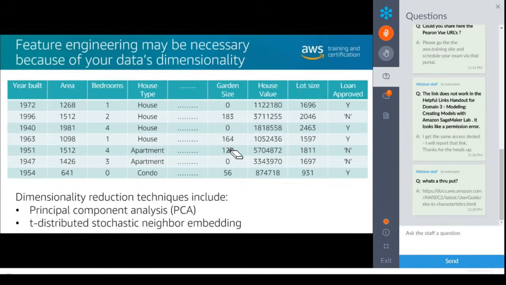Anyhow, feature engineering may be necessary because of your data's dimensionality. That's a big fancy word, but dimensionality really just means that there are a lot of attributes. You might be collecting hundreds, thousands of attributes. If this was in a spreadsheet, there could be literally thousands of columns. So maybe they're not all useful.